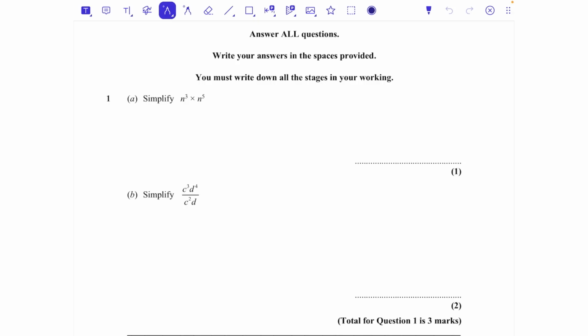A is simplify n cubed times n to the power of 5. Now n cubed is n times n times n, and we're timesing that by n to the power of 5, which is n times n times n times n times n. So we know that altogether that's going to be n to the power of 8. When we multiply, we add the powers.